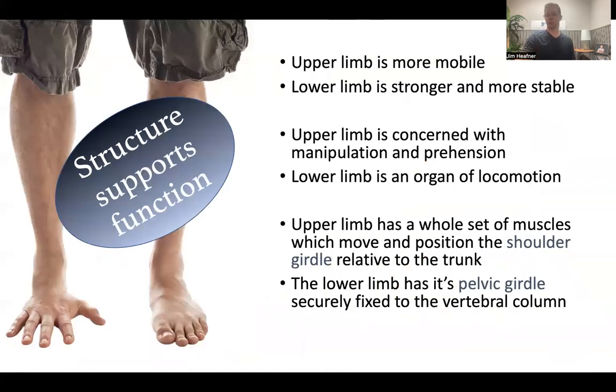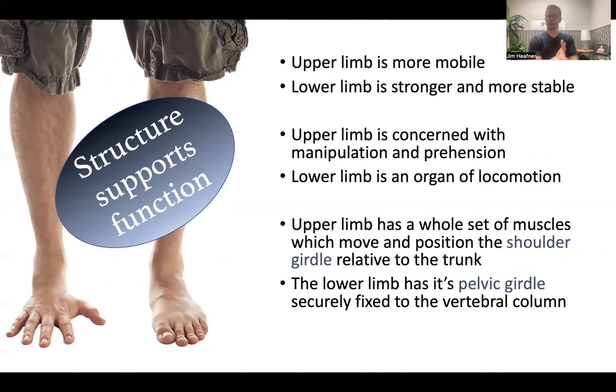So the upper limb is more mobile, the lower limb is stronger. And that's because they serve different purposes. The upper limb is going to be concerned with more of your grasp, manipulation, prehension activities, where the lower limb is really responsible for locomotion, for movement for a long period of time.